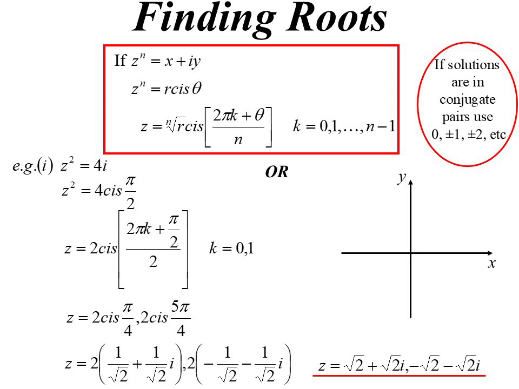Another way of thinking about it, our first solution would be 2 cis pi on 4, but one thing we know is that they're going to be evenly spaced around the Argand diagram. So the other solution, well there's 360 degrees all up, will be 180 degrees away. So there's my other solution. I could do it that way by plotting the first one and then just working out how far around the next one is.